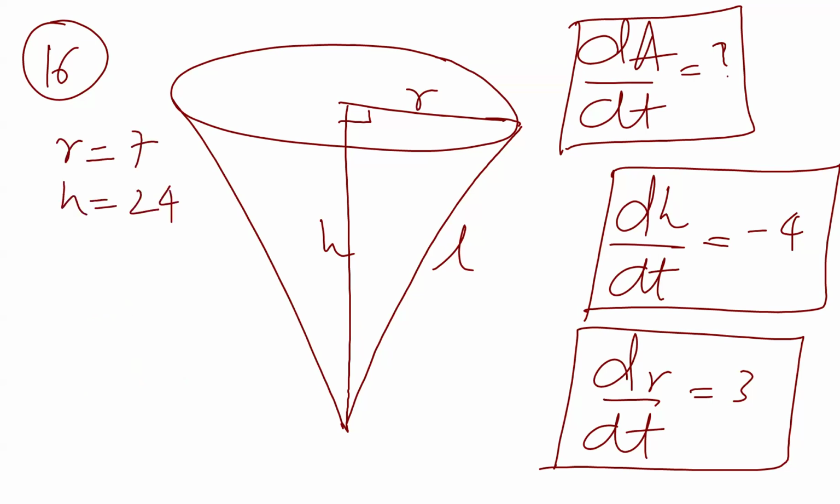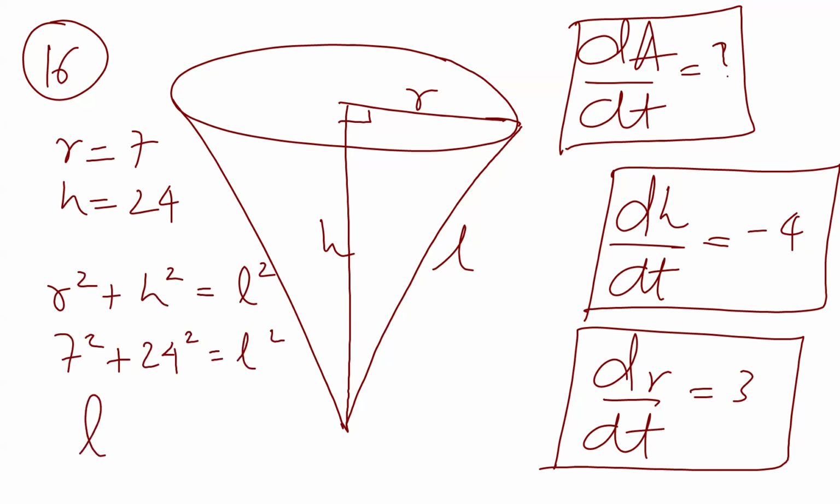They are related by Pythagoras theorem. R square plus H square is equal to L square. Okay, so 7 square plus 24 square is equal to L square. So the initial slant height will be 25. When the radius is 7, the vertical height of the entire cone is 24, the slant height will be 25.